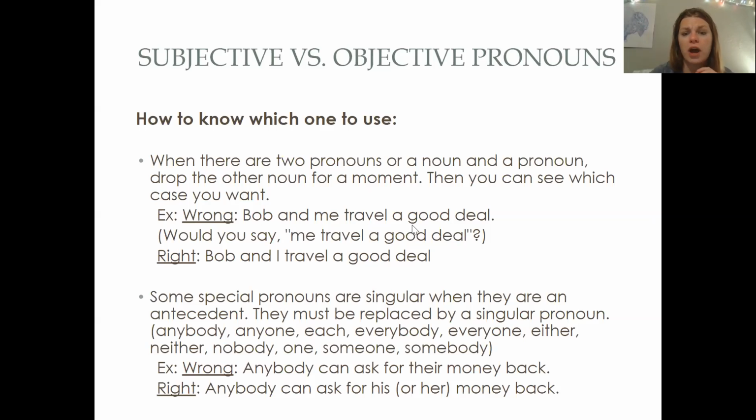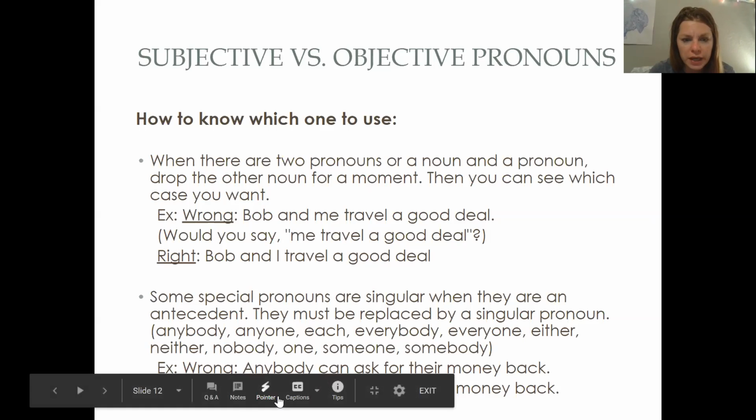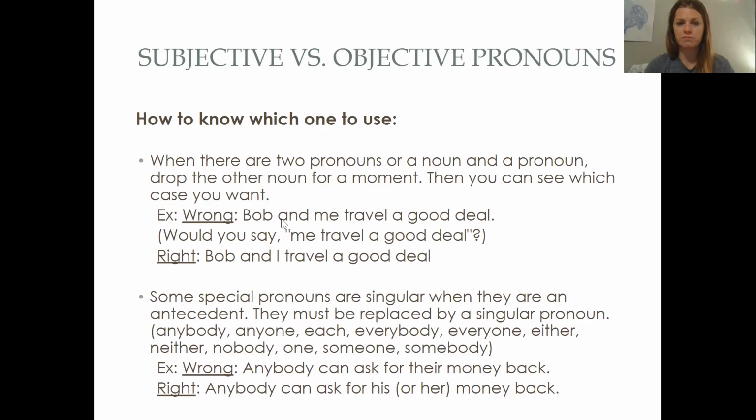Bob and me travel a good deal. Would you say me travel a good deal? I wish I could cover up this Bob. I think I can. I don't know how to. If you were to cover up this Bob and you just said me travel a good deal, that sounds strange. That sounds like something we would joke about in grammar class. So you need to actually say Bob and I travel, because I is doing the verb. You're doing the traveling. Okay?